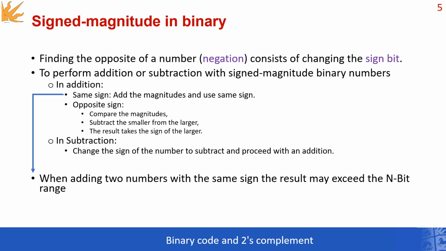Now, this is something that we need to take a closer look at. When we're dealing with additions with the same sign, the result may exceed the n bits that you have available. This is something which can happen, and you can easily detect it because a carry will occur out of the most significant bit.